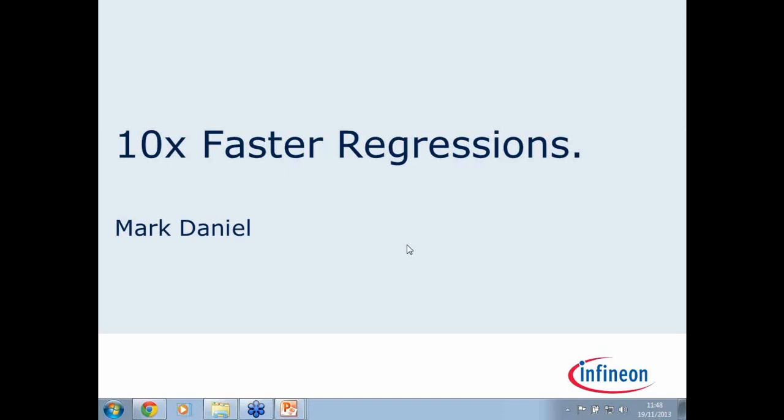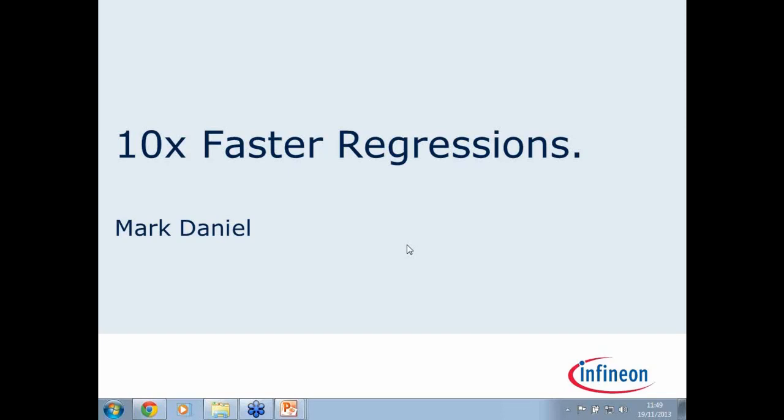They take far too long, they take too much resource, and of course we have to debug the failures once we have run them. So over the last 13 years at Infineon, I have developed quite a number of different regression scripts and tools, and so I've got a bit of experience, I guess.